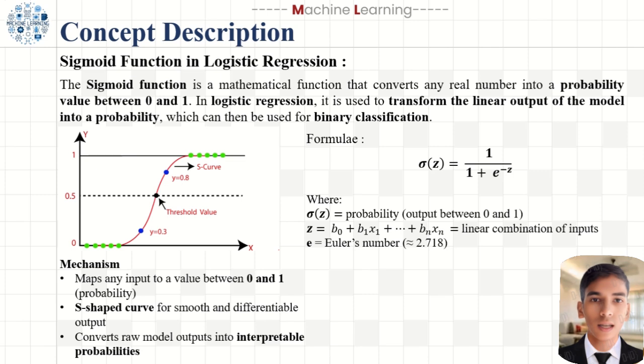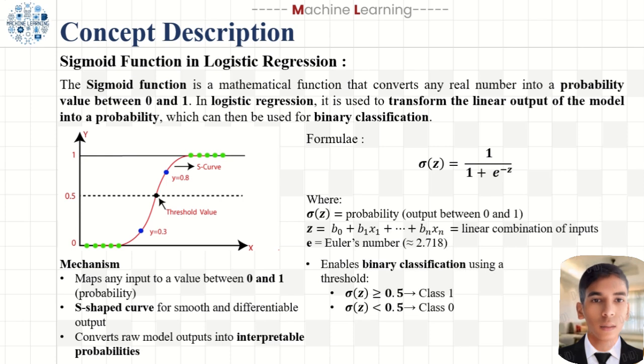When you plot it, the graph forms a smooth S-shaped curve. On the left, the curve stays near 0. On the right, it approaches 1. In the middle, it rises steeply through 0.5. In logistic regression, this is how we decide. If the probability is greater than or equal to 0.5, we predict class 1 or yes. If it is less than 0.5, we predict class 0 or no.